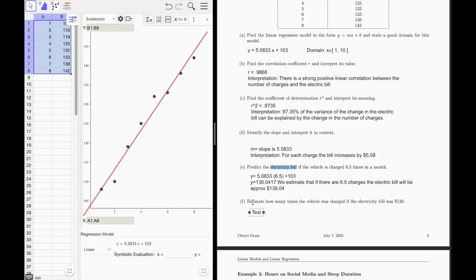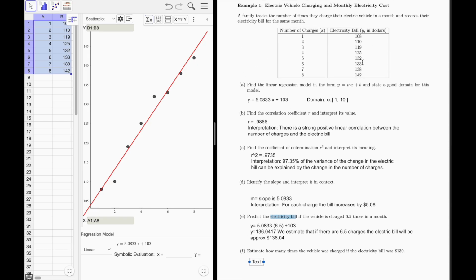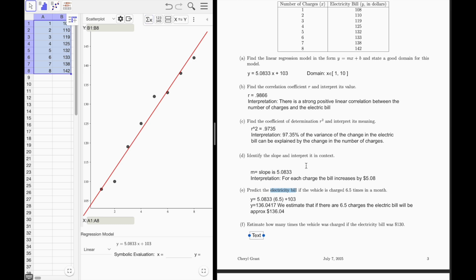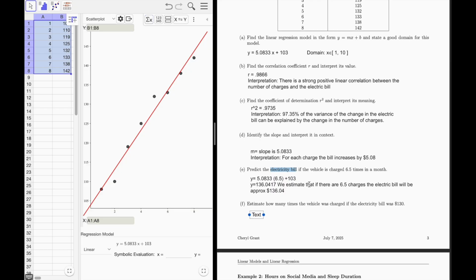Now part F says, estimate how many times the vehicle was charged if the electricity bill was $130. So if we look up here, $130 is going to fall somewhere in here if we use our data values. It's between 125 and 132. So we're going to guess that it's somewhere between 4 and 5. That's where it should be, somewhere in that area. But to find it based on the line, we're going to use our equation.